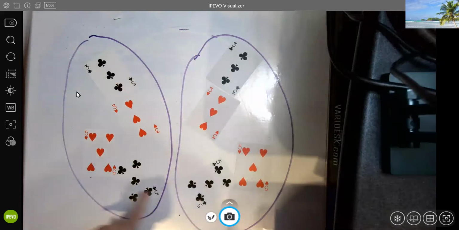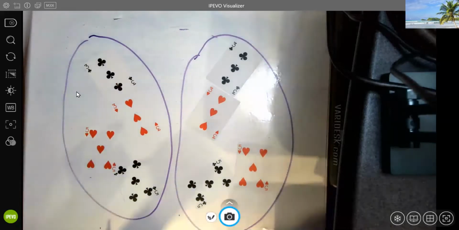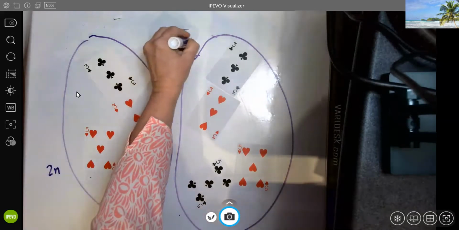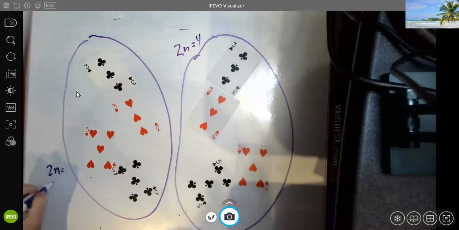Notice each of these 2 new cells has exactly the same genetic information that we started with, and exactly the same number of chromosomes as we started with. Each of these has 4 chromosomes.